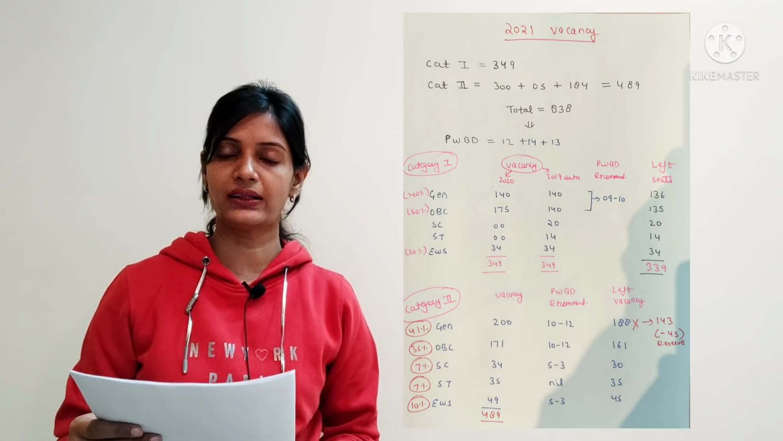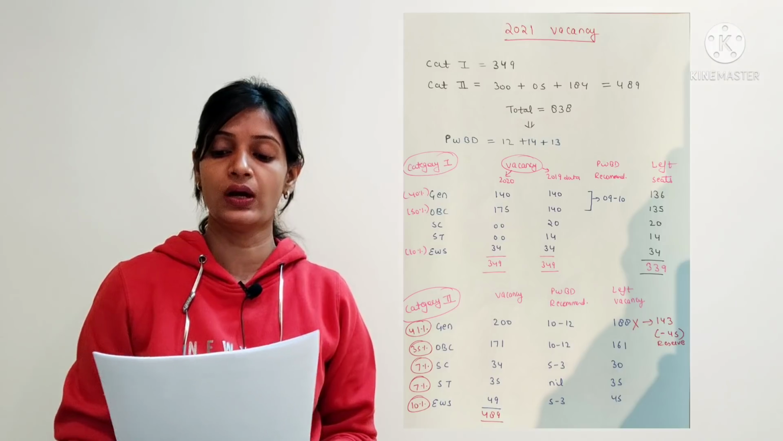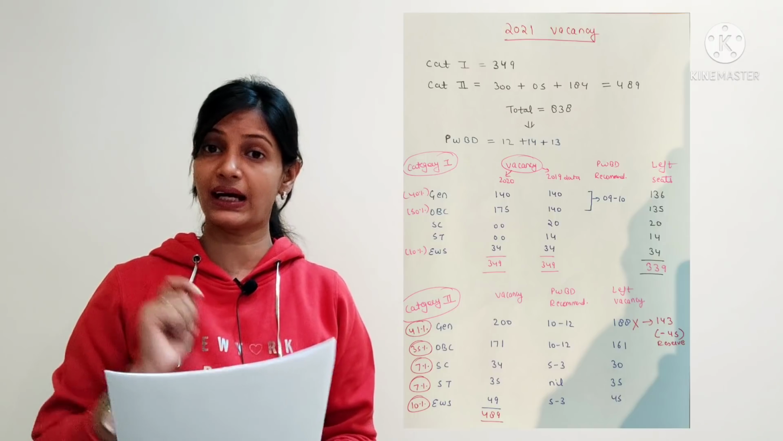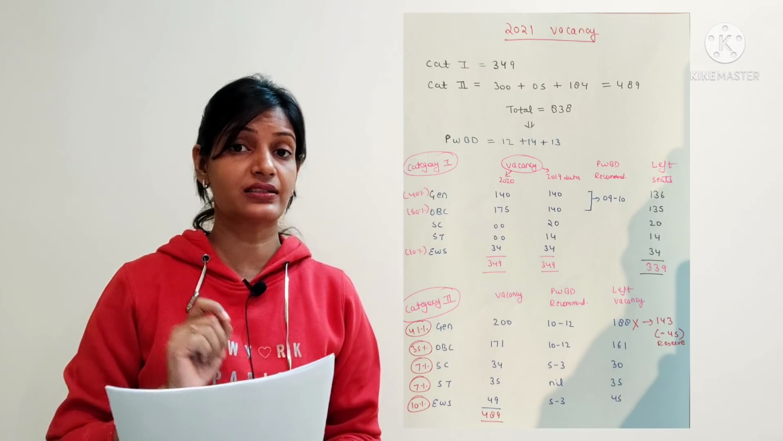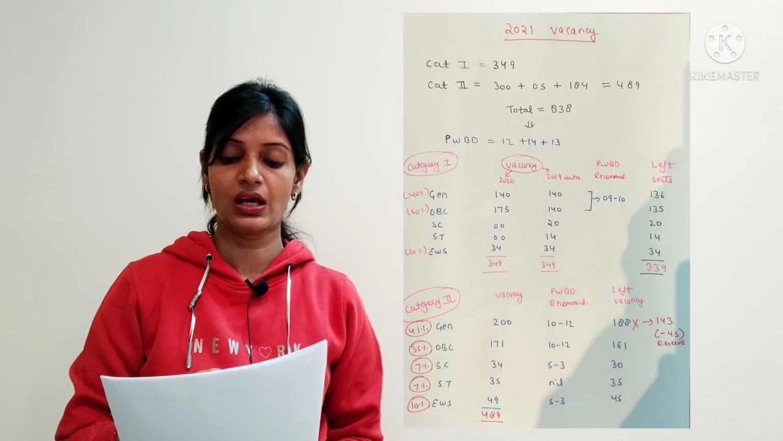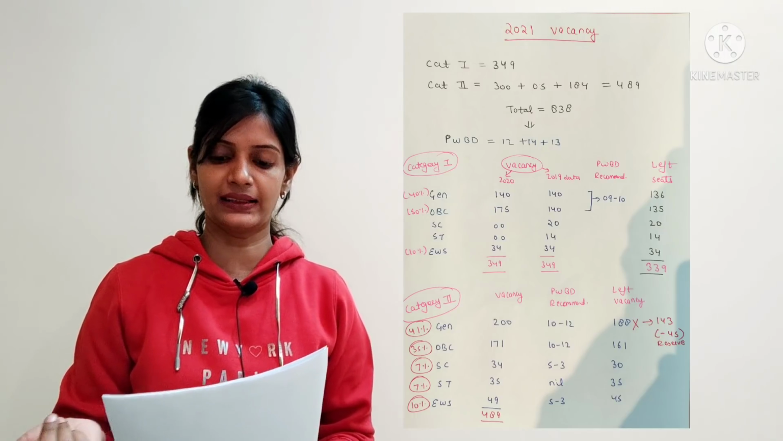Let's talk. Category 1, they have given 349 seats. That is for CGHS. And for category 2, they have given a total of 489. So our total becomes 838. But again, the physically handicapped seats are going to come. So 12 plus 14 plus 13 they have mentioned. So these 12, 14, 13 are going to be deducted from the total 838.